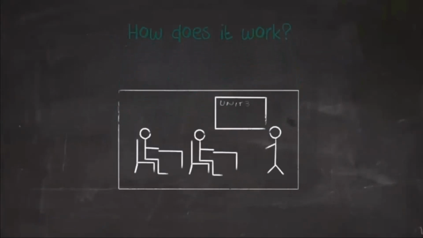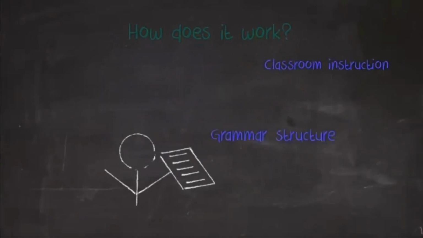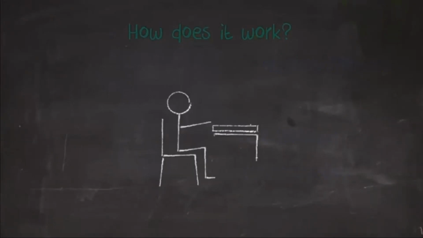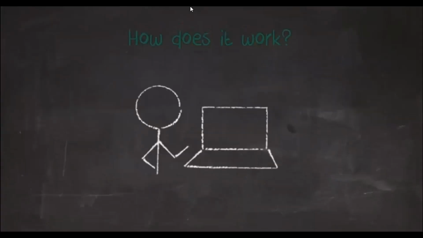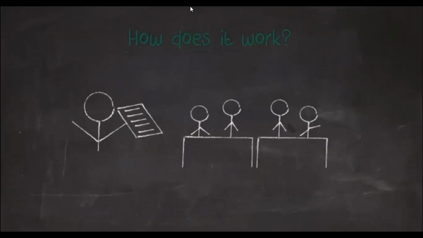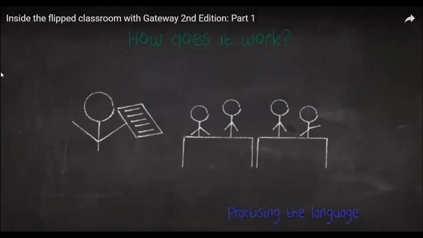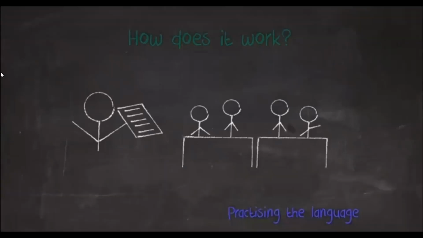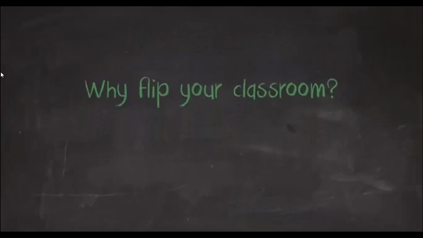In a traditional classroom, the teacher spends a large part of a lesson on classroom instruction, for example, giving information about a grammar structure or introducing new vocabulary. Students have a little time for practice in class, but have to continue their practice at home via homework with no support from the teacher. In a flipped classroom, students watch a video at home, which gives them the information they need to know about the language point. In class, the teacher can check their understanding and answer any questions they might have. The rest of the lesson is spent on practicing the language in pairs or groups, with the teacher there to support them. Why flip your classroom?